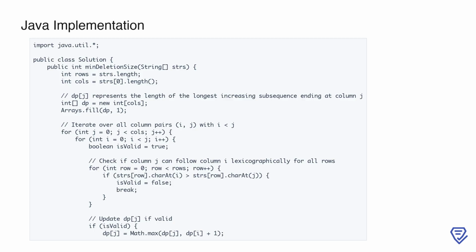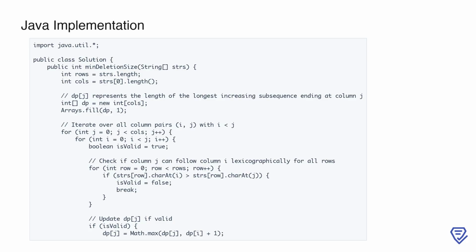Here, we begin our Java implementation by defining the minDeletionSize method, which takes an array of strings as input. The first step is to determine the number of rows and columns in the input array. The variable rows represents the total number of strings, while cols corresponds to the length of each string, assuming all strings have the same length. Next, we initialize a dynamic programming array dp, where each element dp[j] will store the length of the longest increasing subsequence that ends at column j. We fill this array with 1 initially, since each column can at least be part of a sequence of length 1 by itself.